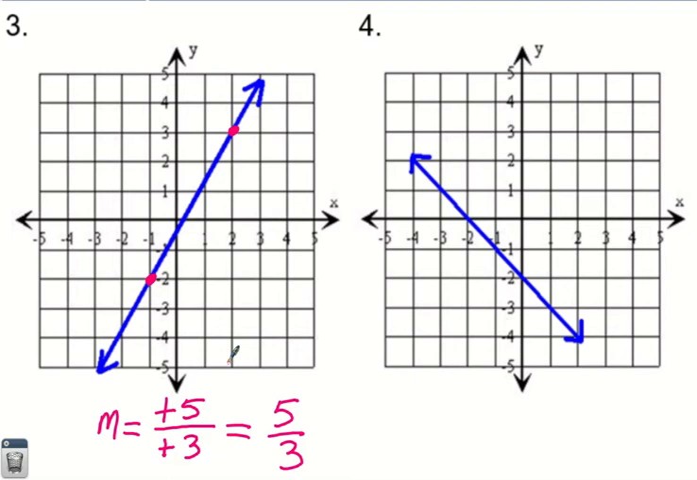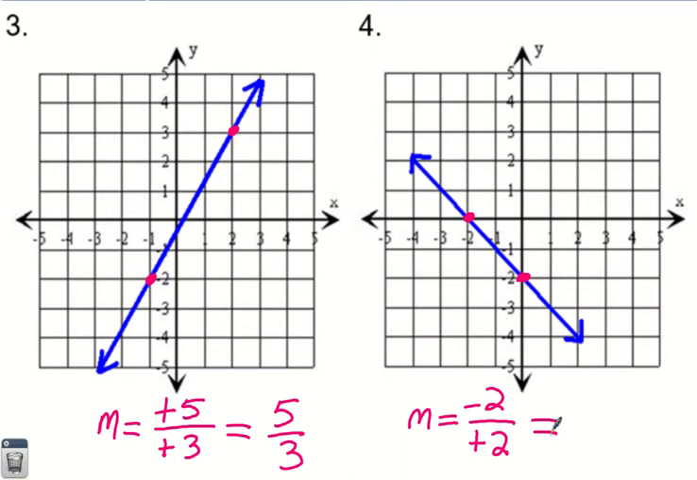Number 4, I see that as a nice spot, and I see that as a nice spot. So here we go. I'm going to start counting from here and go to here. Remember, my rise comes first, and it looks like I'm going to be going down 1, 2 spaces. So my rise is negative 2. Remember, it's rise over run. Negative 2, and then to the right 2.